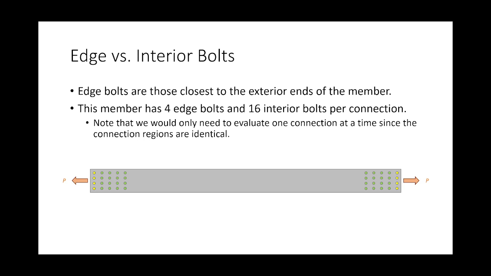When we look at a connection, we classify the number of edge bolts and the number of interior bolts. So if you're looking at a connection and you yank on it, these are the edge bolts, these are the interior bolts. So the way we would compute bolt bearing capacity is we compute the bearing capacity of an edge bolt and an interior bolt. And then for the whole connection, we might say there's 4 edge bolts, 16 interior bolts, just sum it up, and then adjust by phi as necessary.